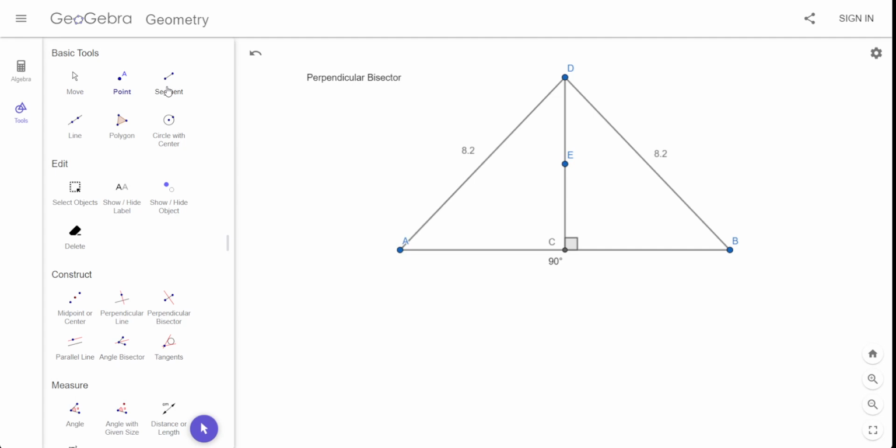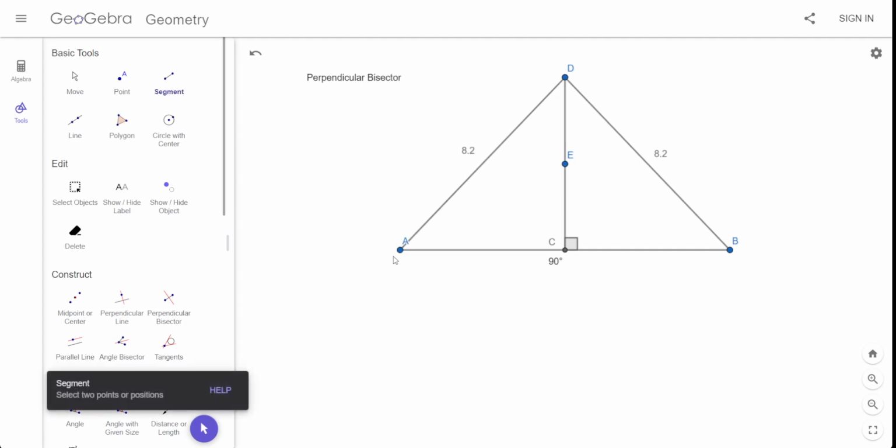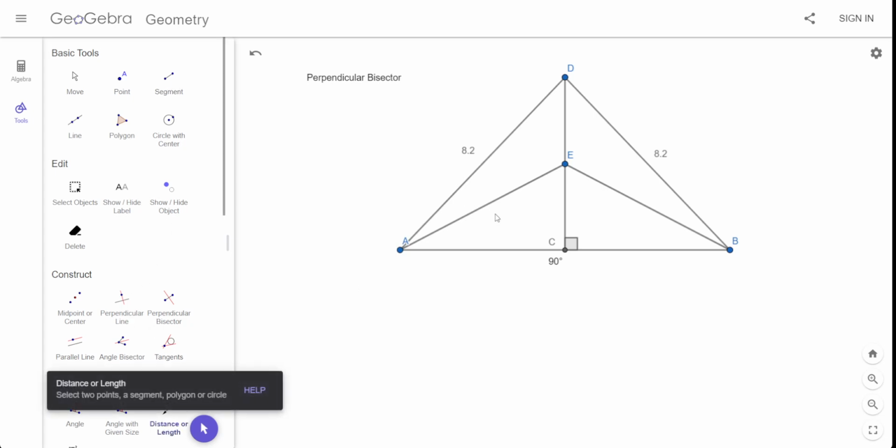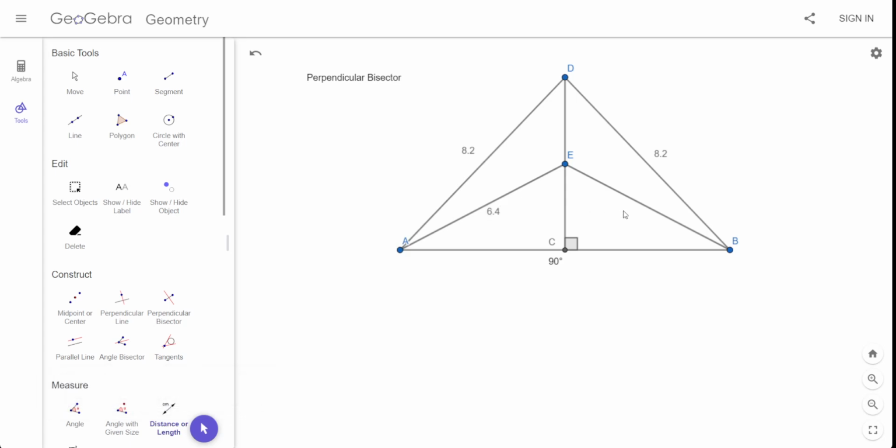Now, let's try this again. Let's go from A to E, and let's go from B to E. What do you think is going to be true about AE and BE? They should be congruent as well. Now, are they going to both equal 8.2? No. All right, but if I click on that, that's 6.4. What do you think this one's going to be? 6.4. There you go.